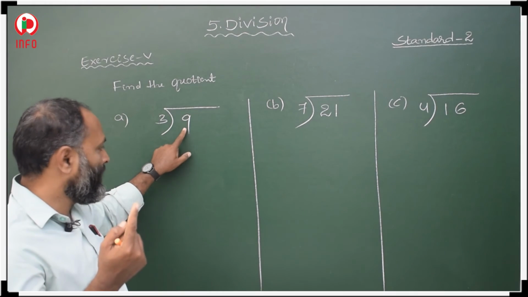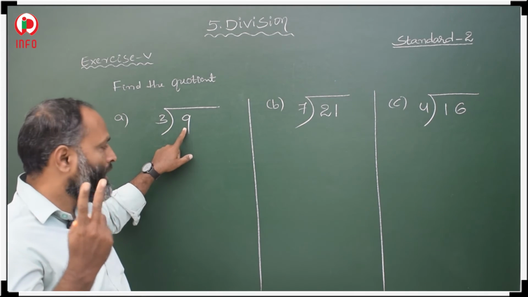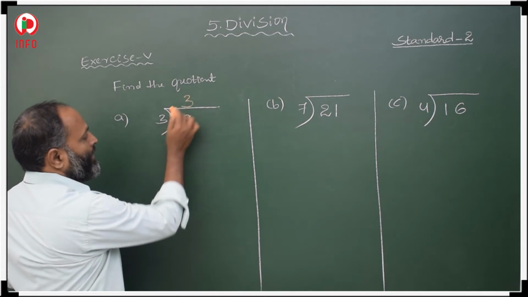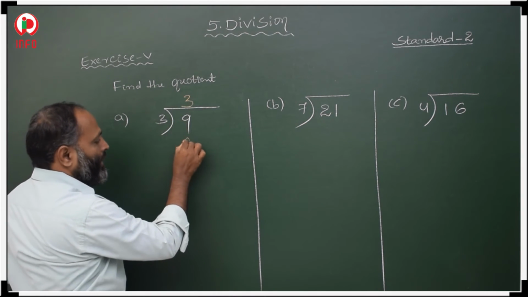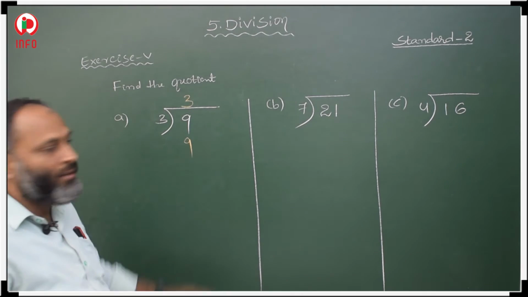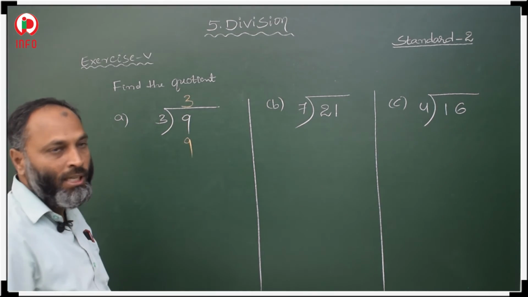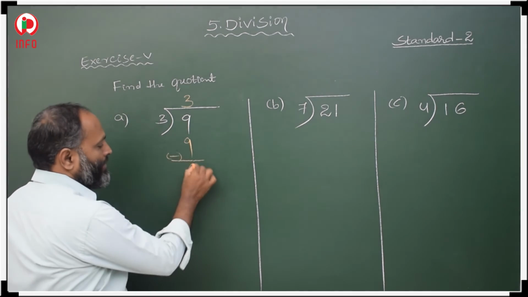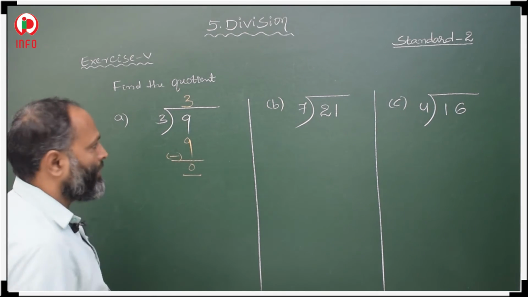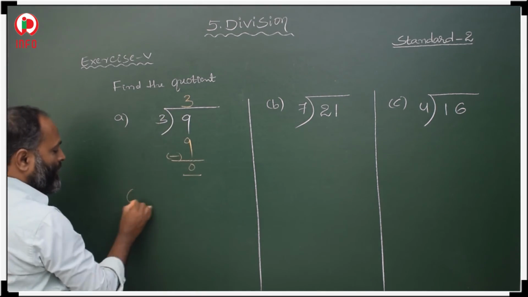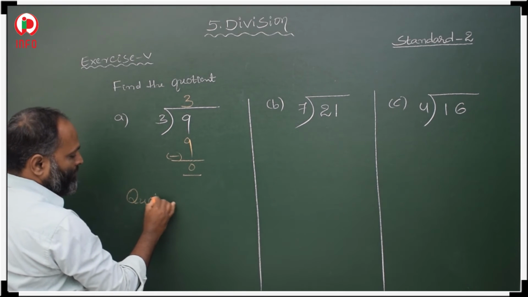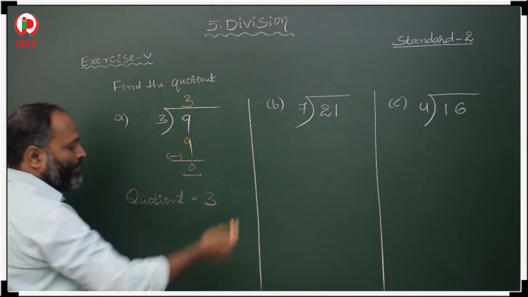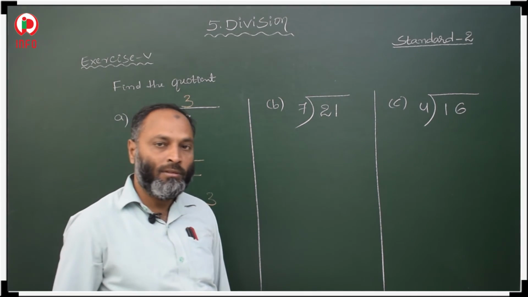3 1s are 3, 3 2s are 6, 3 3s are 9. 3 3s are 9, that 9 we have to write here. Then 9 minus 9 is 0. So, what is our answer? This is our quotient. He is asking for the quotient. What is the quotient? The answer is our quotient. 3 is our quotient. Okay.